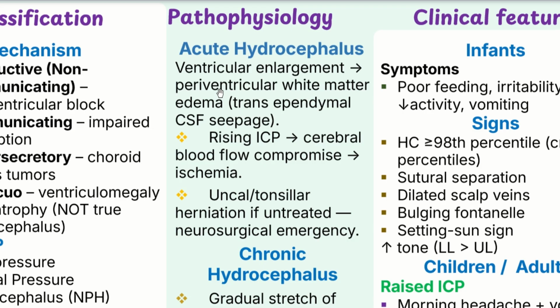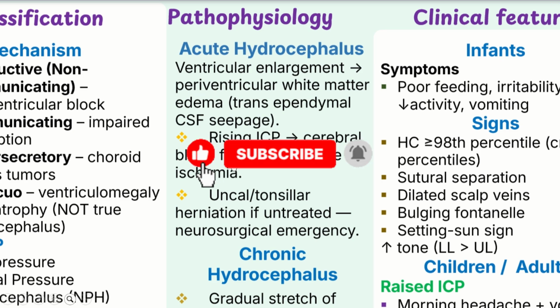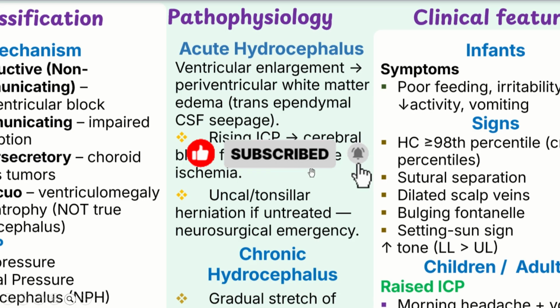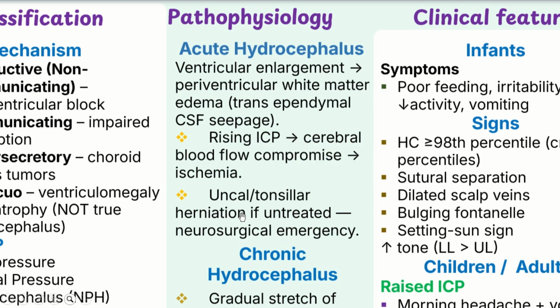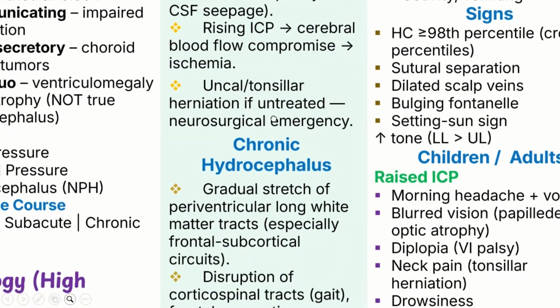So as the rising ICP occurs, cerebral blood flow is going to be compromised, and this is going to lead to brain ischemia. And when this occurs, sometimes we have an uncal or tonsillar herniation that is going to follow, and if we don't treat the rising ICP, we shall have tonsillar or uncal herniation, which is a neurosurgical emergency. And of course, if you do not intervene, death will ensue.